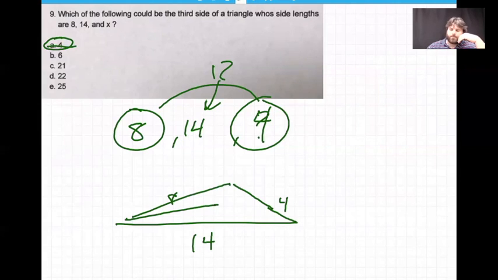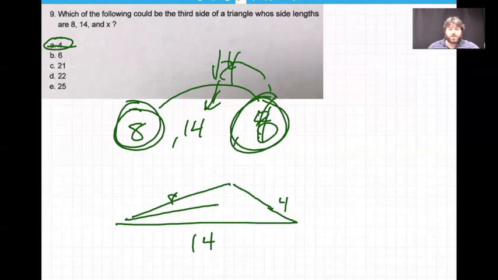So 4 is out. What about 6? 8 and 6 make 14. That's not bigger than 14. You're actually going to just have a flat line. They're going to just touch, but they're going to be flat on that 14, so it's not going to be big enough to make it actually pop out to make a triangle. So it's not actually going to be 6.